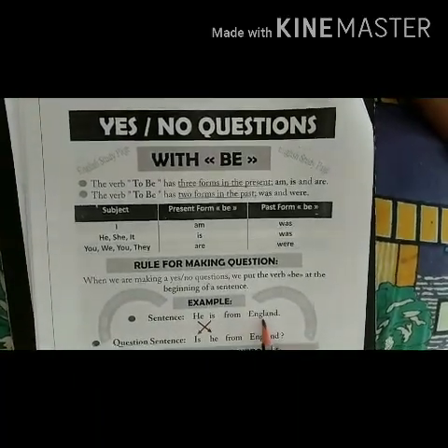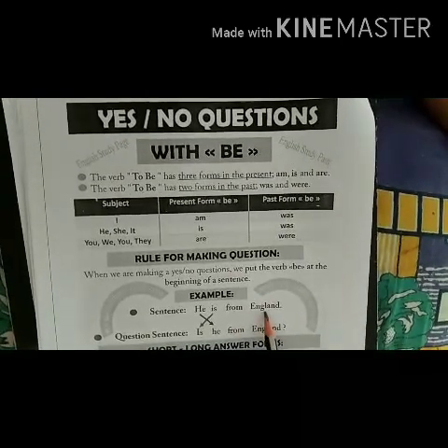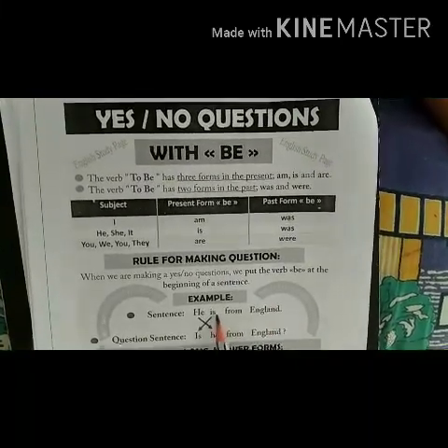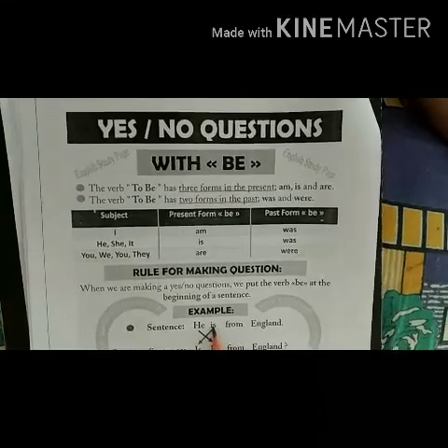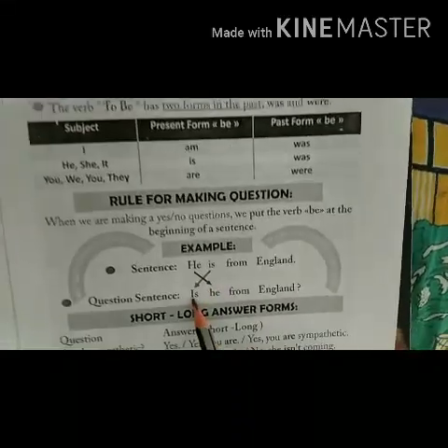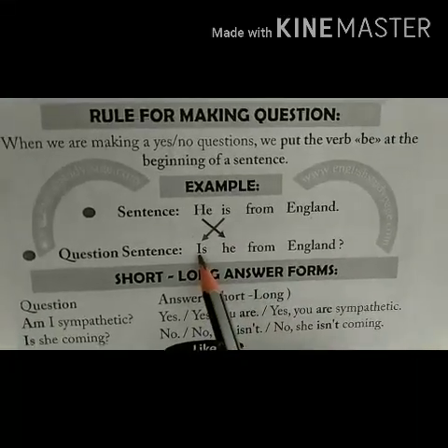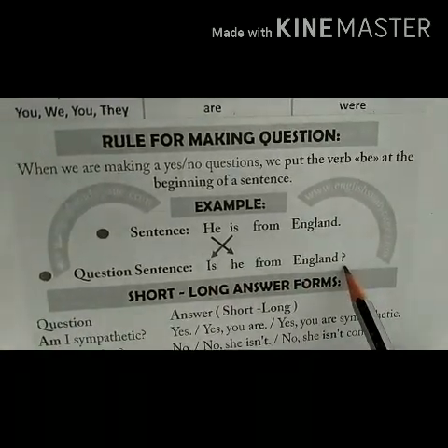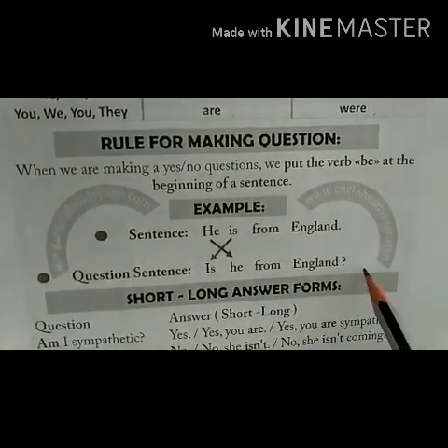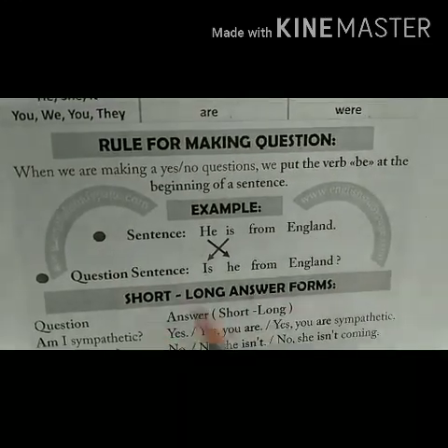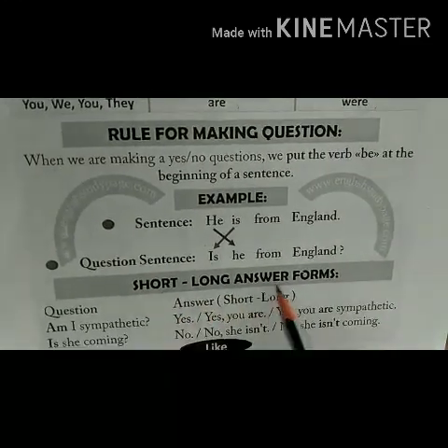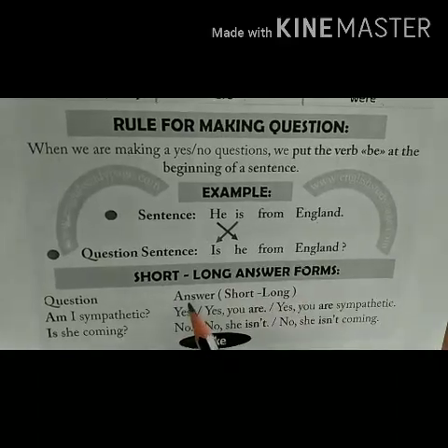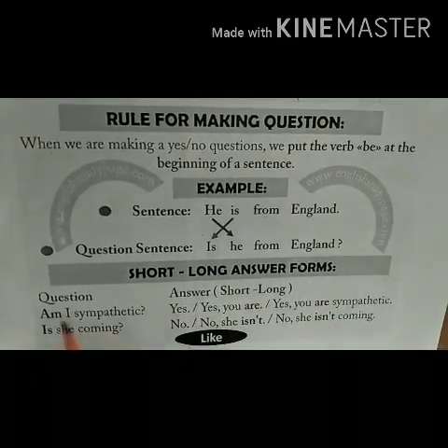He is from England. So the yes or no question would be, we have to put verb be at the first, that means in subject place. So it will become, is he from England? Question mark. And the answer would be either yes or no. Now let's see short and long answer form. How to make a short or long answer form.